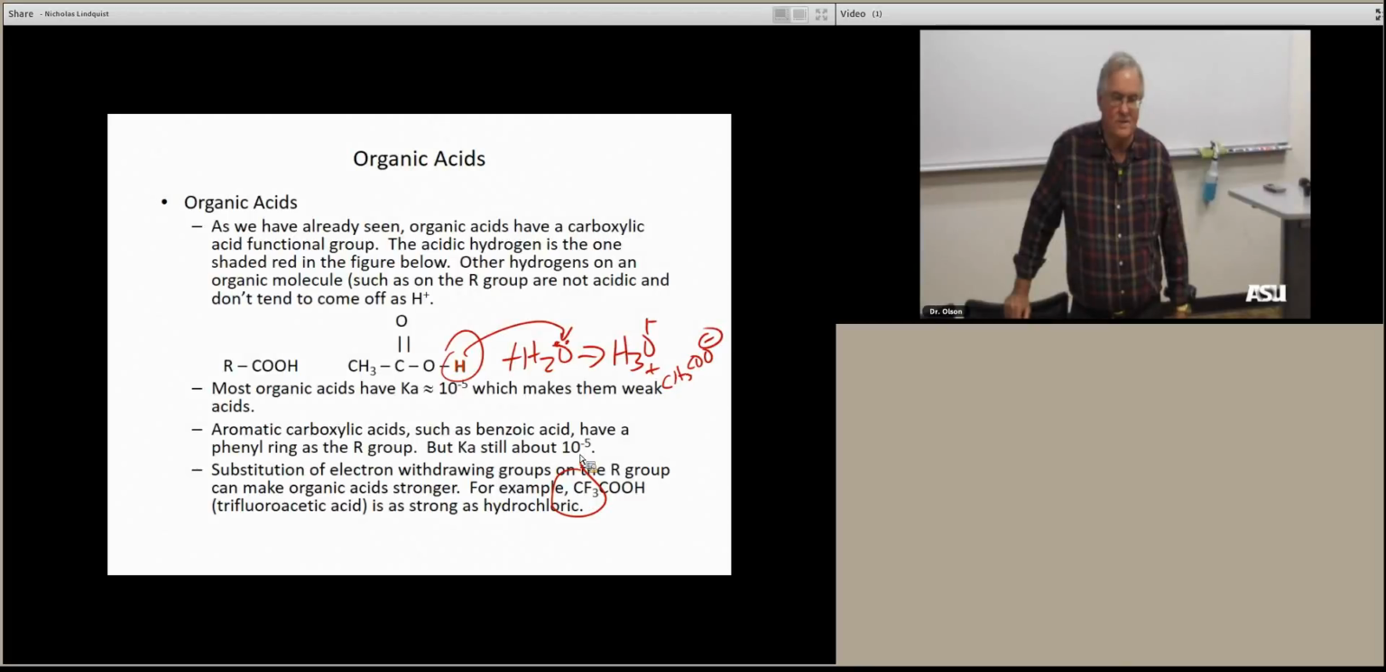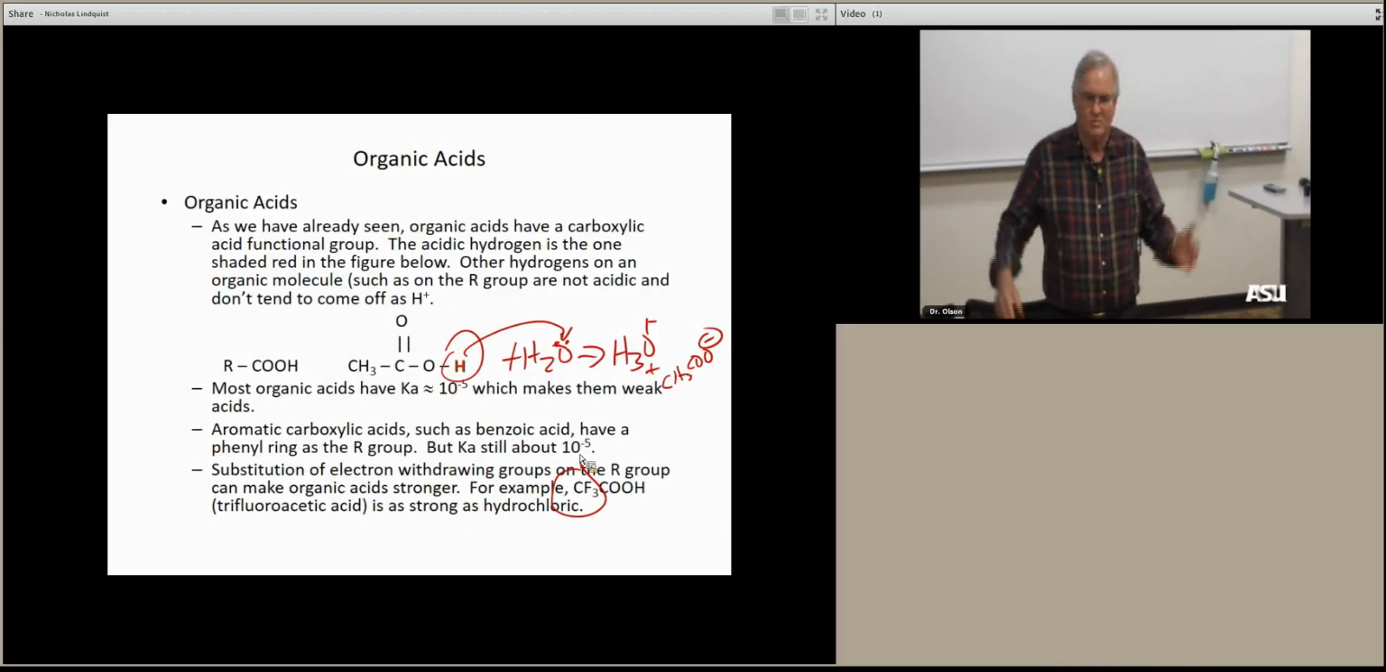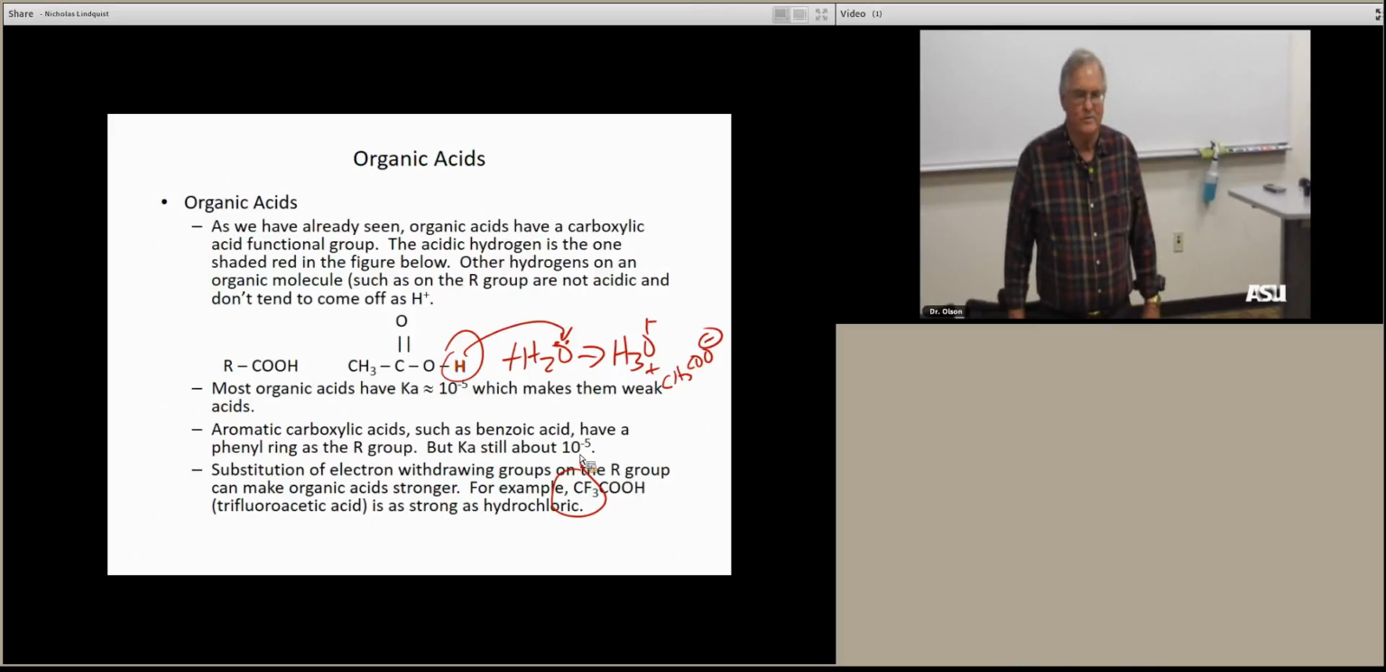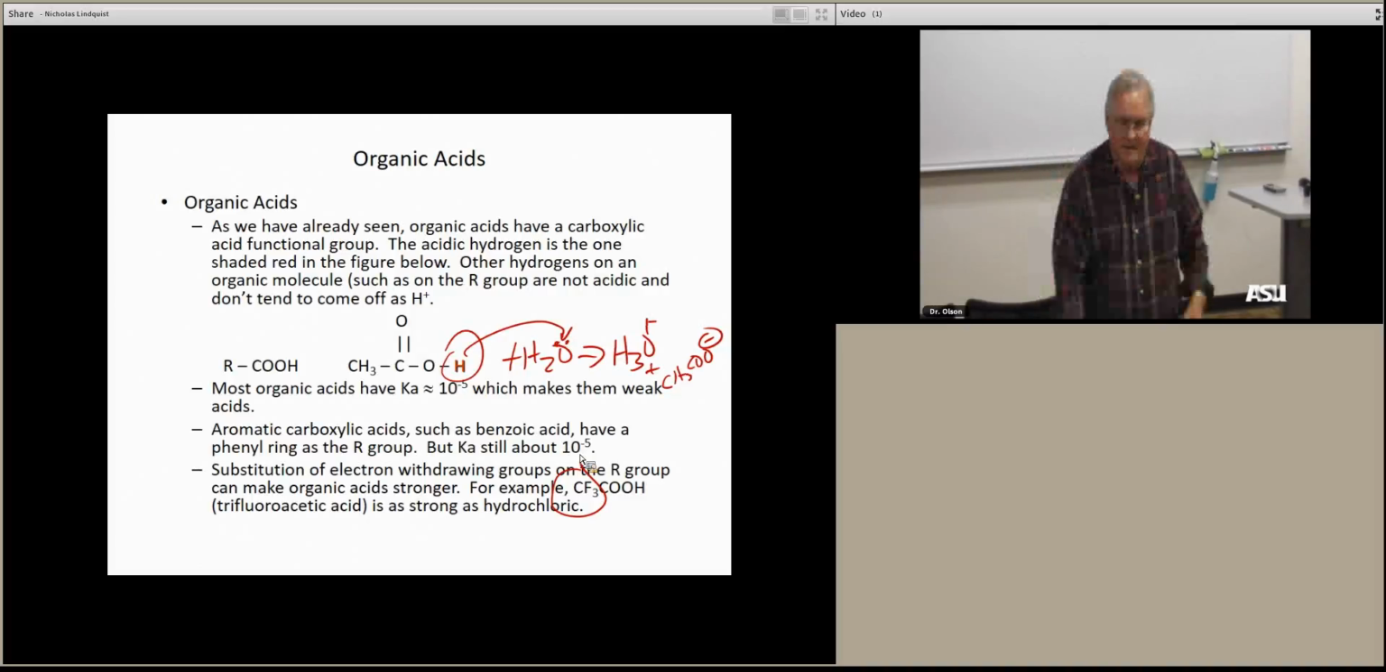And so CF3, the trifluoroacetic acid, is actually as strong an acid as hydrochloric acid is. It's a very strong acid. Whereas normally acetic acid, we're not particularly worried about its acid strength. But you make trichloroacetic acid or trifluoroacetic acid, and it's a very strong acid because of that electron withdrawal.